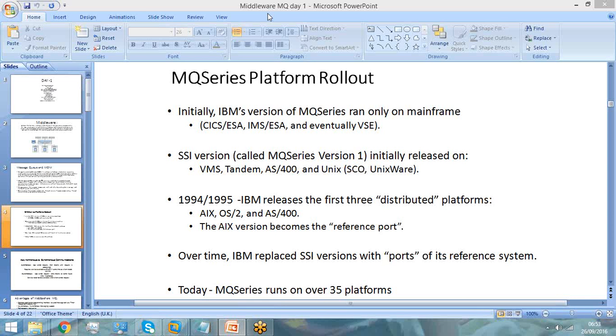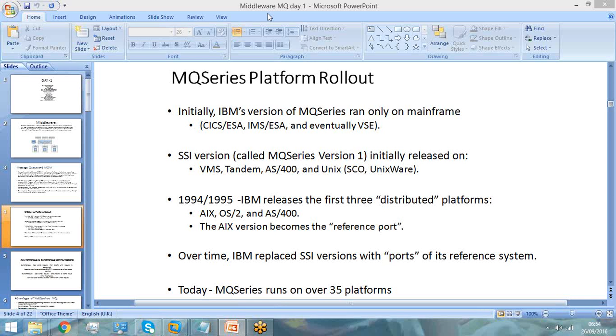Okay, now we would see a brief history. Initially MQ series came only with the mainframe system. It was around the 1990s that it came. It was only deployed initially on the mainframes. Later, over the developments, MQ series software was progressively adapted into all the operating systems. Today there are more than 35 operating platforms on which your MQ software can be installed.